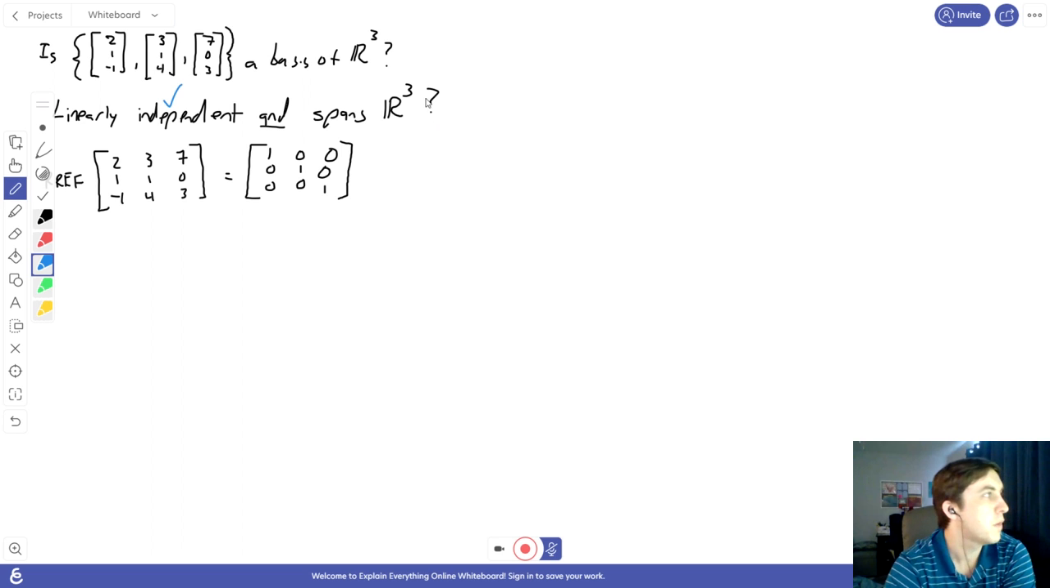Now, we want to know if this spans R3 or not. So now we want to ask ourselves, no matter what I augment over there, are we going to have a solution or not? And sure enough, no matter what I would augment with over here, it really doesn't matter what ends up over here, our system is still going to look the same. It's going to look like x1 equals whatever's up here, x2 equals whatever is here, and x3 equals whatever is here. So we do always have a solution no matter what happens over there. So we do span R3.